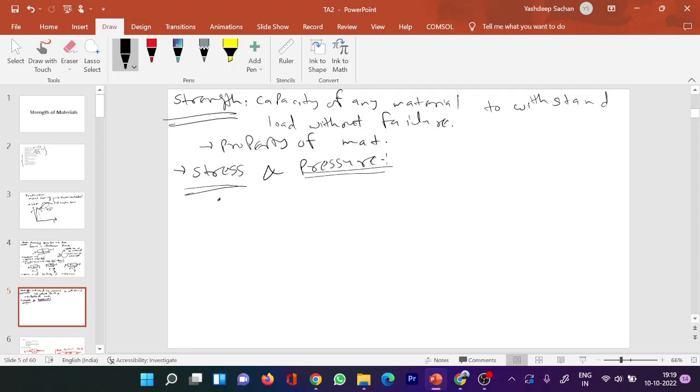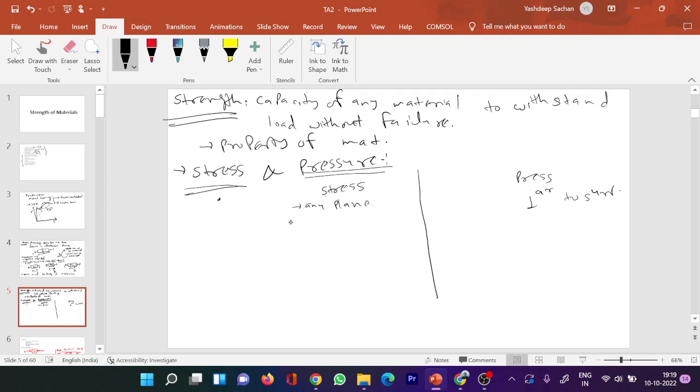Pressure will be normal to the surface. It will act normal, perpendicular to the surface. And stress can be on any plane. It may be a perpendicular plane.